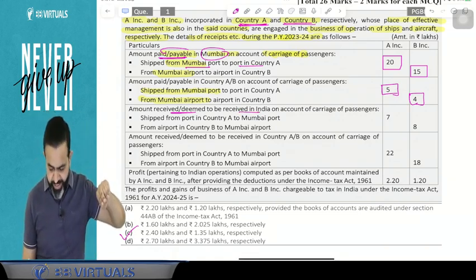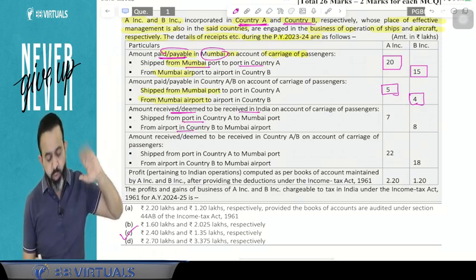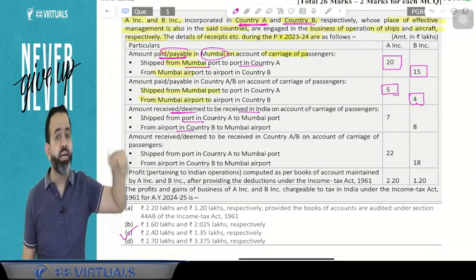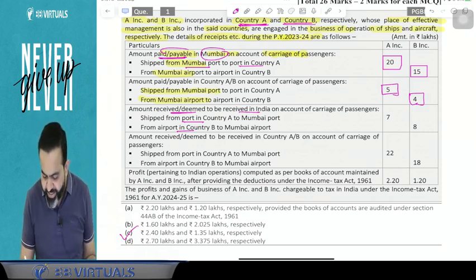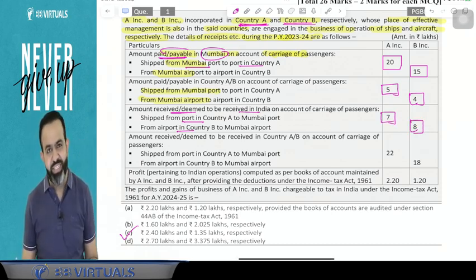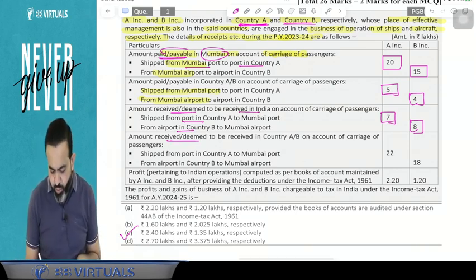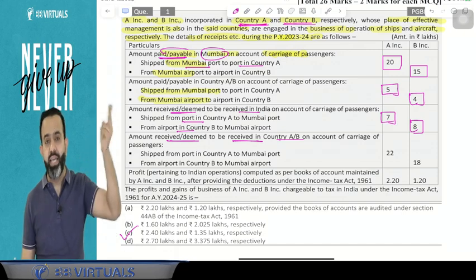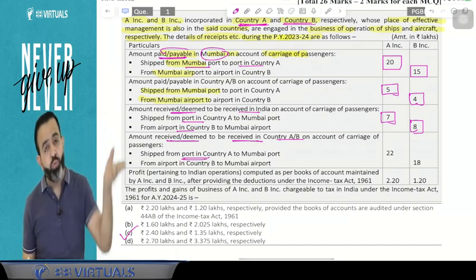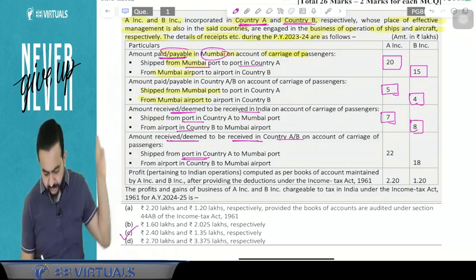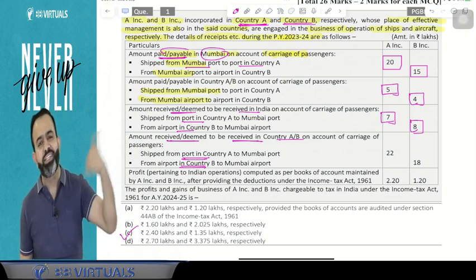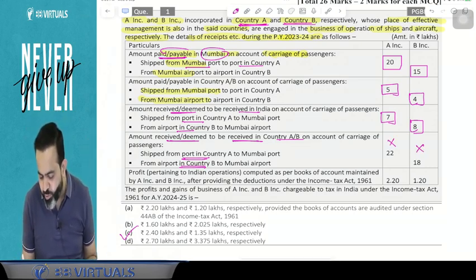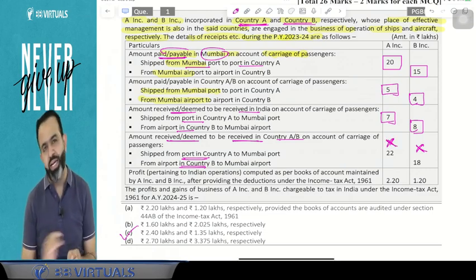Now next part, amount received or deemed to be received in India. Here amount is received in India, but carriage of passengers is shipped from a port of country A and from an airport of country B. Here income is accrued outside India, but income is received in India. So when income is received in India, can I say that this is also taxable in India? This is also taxable in India. Now next part, amount received or to be received outside India, means in country A and B, and carriage of passengers is also from country A, means it is shipped outside India, and at the airport it is outside India. So in simple words, here income is accrued outside India and received outside India. So this amount we are not going to cover for the purpose of section 44B and 44BBA.